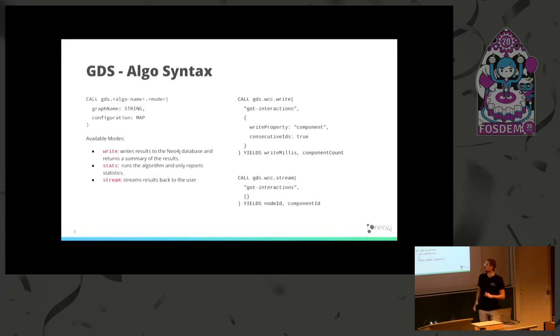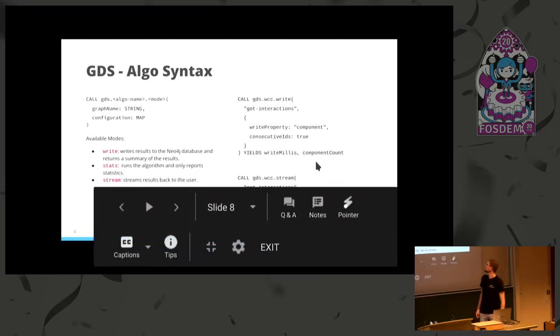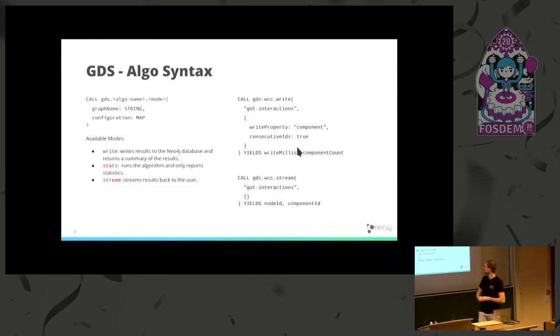We have usually three different modes. We have write, we have stream, and then we have a stats mode, which basically just returns the metadata about an algorithm run. It's basically just as writing without the writing, but it gives you some information about how long the algorithm took to compute, maybe some information about the distribution of the result. Here's another example with weakly connected components. So here you can see you can specify many more properties or configuration options for your algorithm run.